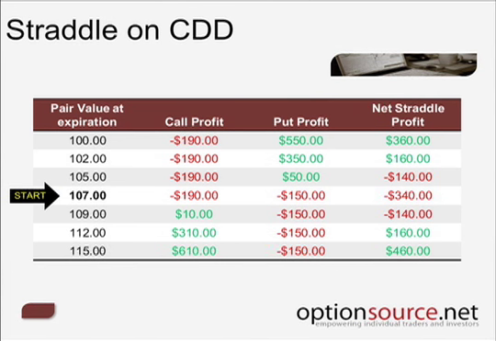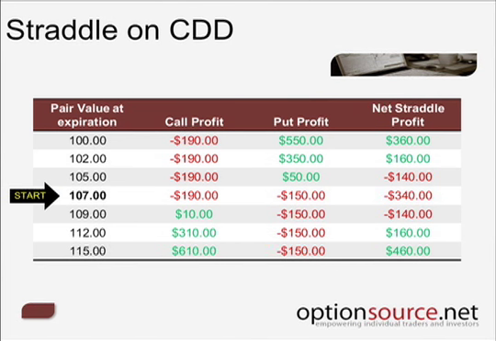So if we look here at a chart, basically a breakdown of the different components of this strategy at different market conditions, you can see here right now with the underlying security at 107, on expiration, if the pair value is still sitting at 107, we're going to lose the entire premium of the call. We're going to lose the entire premium of the put, which means that we're going to have a net loss of $3.40.